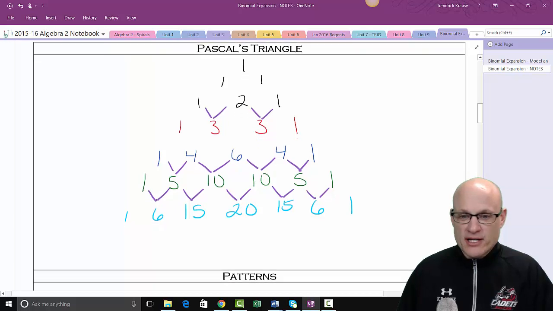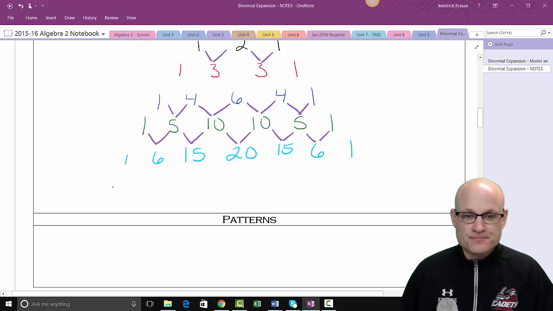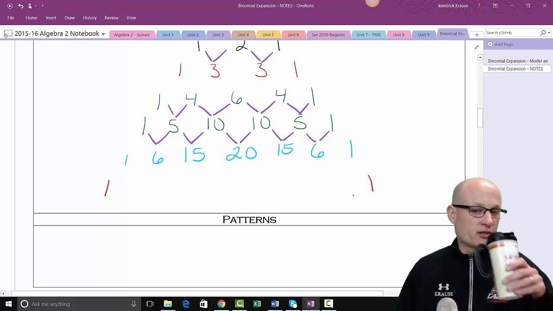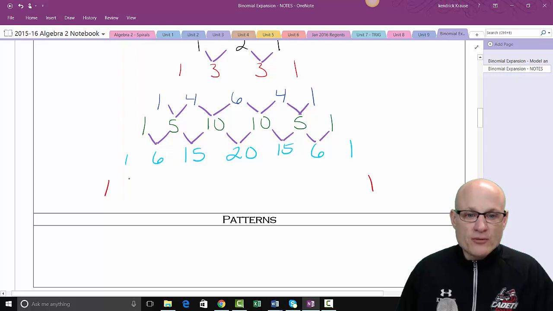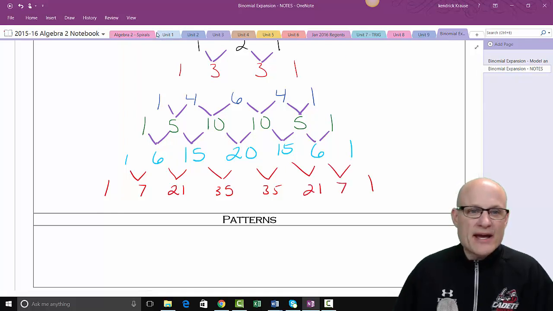So you should be able to tell me what this next one is going to be before I grab my red pen and do it. I'm going to start with 1, and we're going to end with 1. Now see if you can take a second to write that in. So, these two give me 7. These two give me 21, 35, 35, 21, and 7. So, what kind of patterns do you notice?